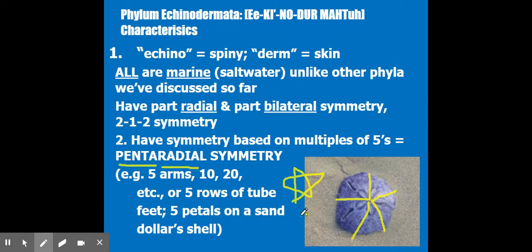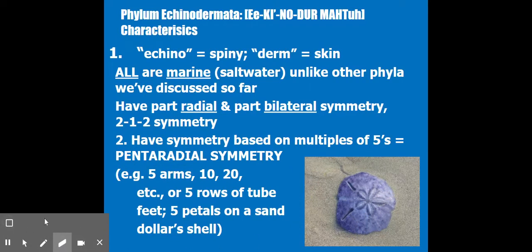What about something like a sea cucumber? I want you to imagine a banana, and you're peeling back a banana, and you have five pieces of peel that you're peeling back. So one, two, three, four, five, and that's like a sea cucumber. So all five of those pieces are equal. It's just kind of elongated out. So they also have pentaradial symmetry.